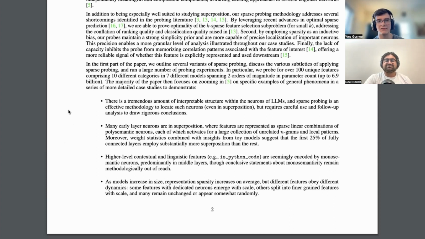Yeah, so maybe key results? Maybe we just round off the exposition. Why is sparse probing actually relevant to superposition? Why was all of the rambling about superposition relevant to the stuff we did?